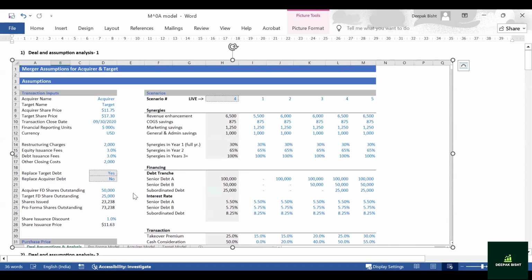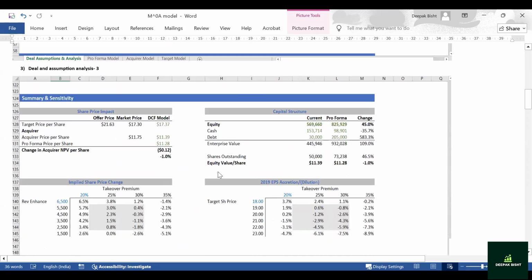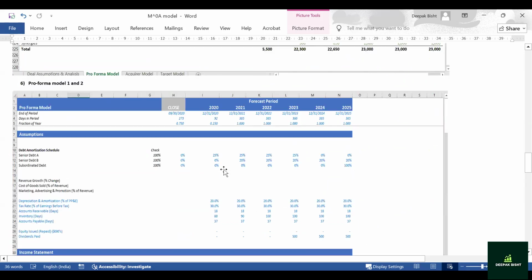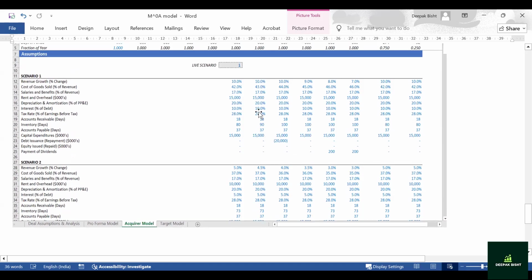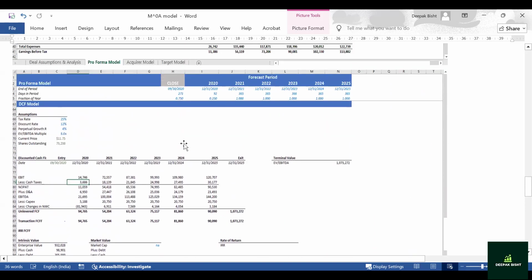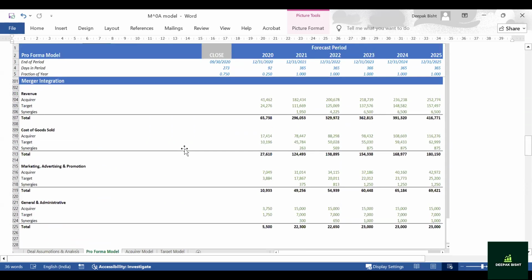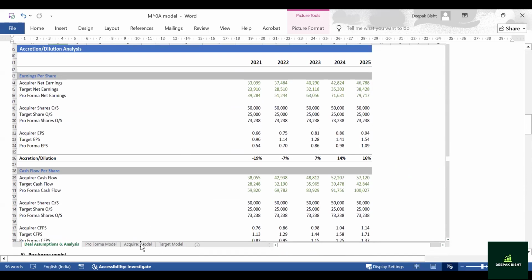So look at this data. Let me show you first the acquirer company's data. On the basis of the acquirer's data, we have these scenarios: revenue growth, cost of goods sold, salaries, all the data from the acquirer company. Similarly, we will also capture the data of the target company, the target model. The pro forma comes as a later step. On the basis of the target and acquirer company, we will make deal assumptions and analysis.